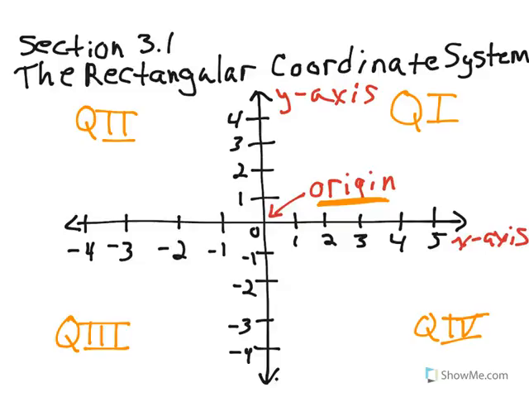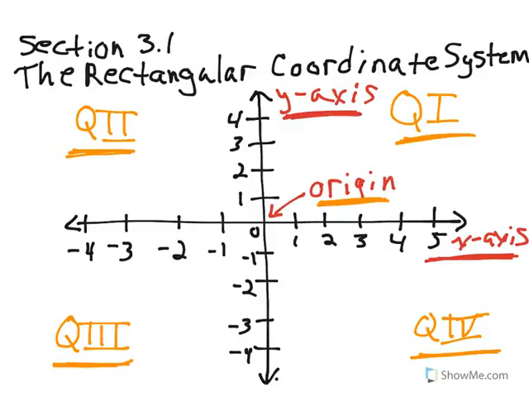sections. Going counterclockwise, starting in the upper right, the first section is called quadrant 1. The second section is quadrant 2. Down below, quadrant 3. And finally, quadrant 4. The horizontal line is called the x-axis, and the vertical line is called the y-axis.